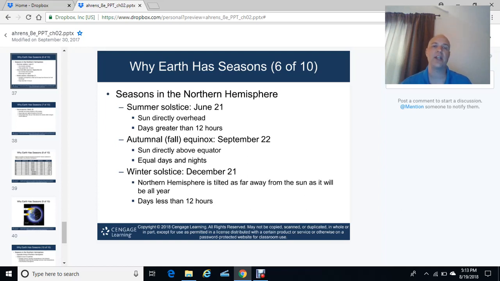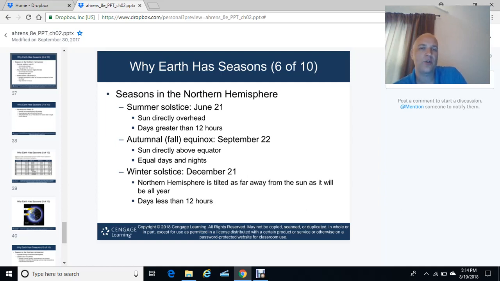The autumnal fall equinox, which we'll be coming up on towards the start of the semester, September 22nd, will be a little bit into the semester, but the sun is directly over the equator on the autumnal or fall equinox. Everywhere has 12 hours a day and 12 hours a night.